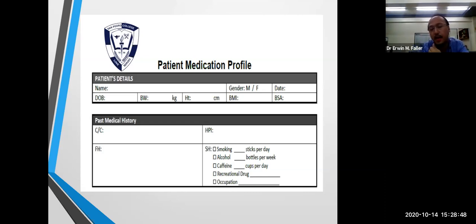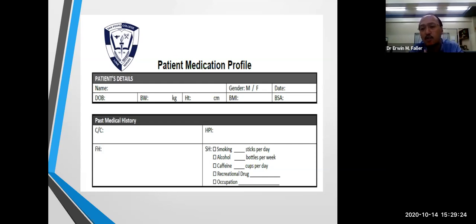Another one would be the past medical history. The past medical history looks into different parameters: the chief complaint, the history of present illness, the family history, and the social history. Let's go one by one so that you'll understand the components of the past medical history. Now, the chief complaint is where you ask your patient, Mom, what can I do for you? Mom, what are your concerns regarding your disease or your medication?